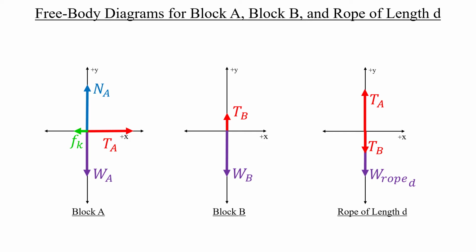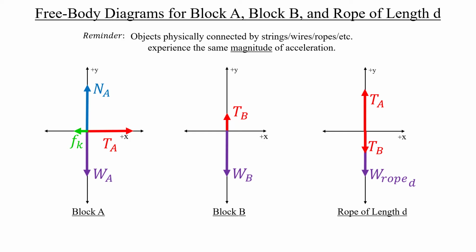There's only one more thing that we can include, and here's a very helpful reminder: objects that are physically connected by things like strings or wires or ropes, it doesn't matter, they all experience the same magnitude of acceleration. So that means we can include the acceleration off to the side of these free body diagrams, and it will look like this. They all have the same magnitude. They're all A, right? But they just point in different directions. Block A accelerates to the right, and block B and the rope of length D accelerate down as they fall. And that's kind of the reasoning behind that.